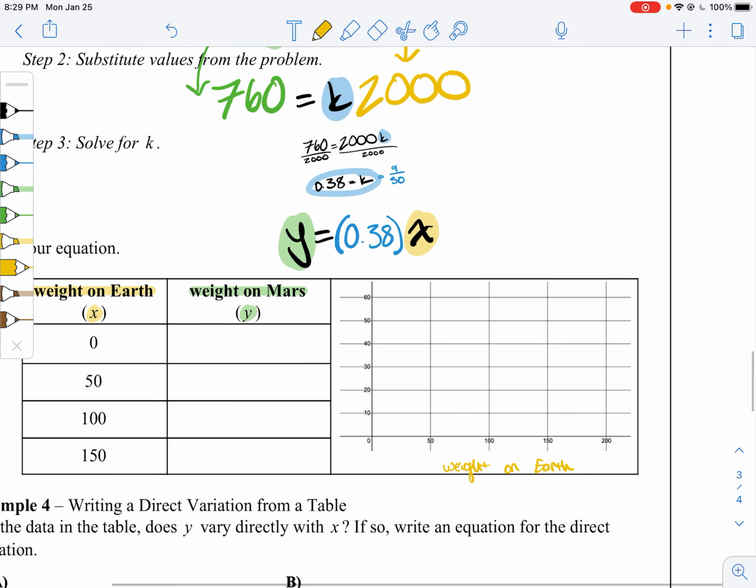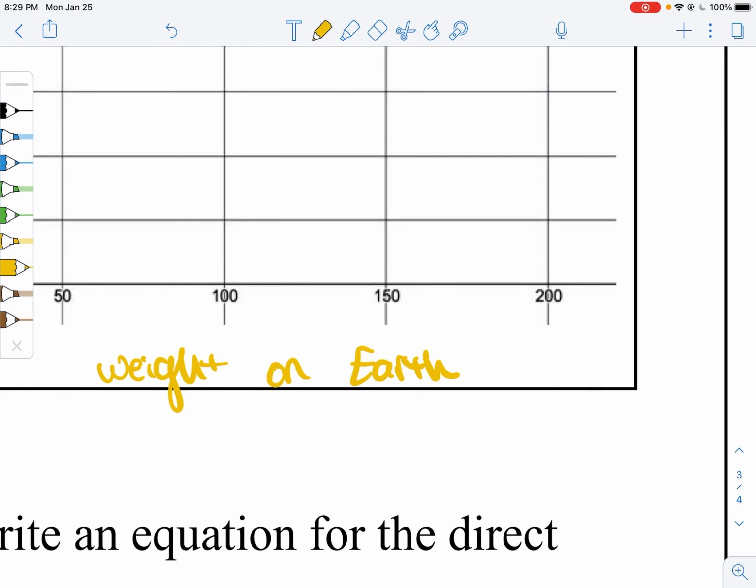Okay, and then Y represented our weight on Mars. Oh, in pounds, guys. We got to write pounds.